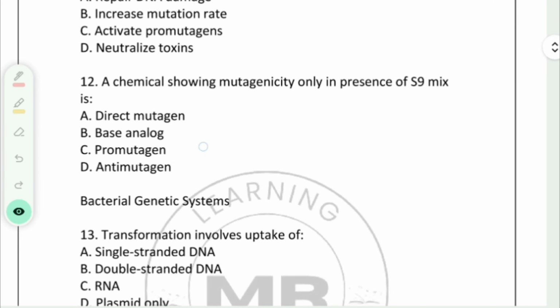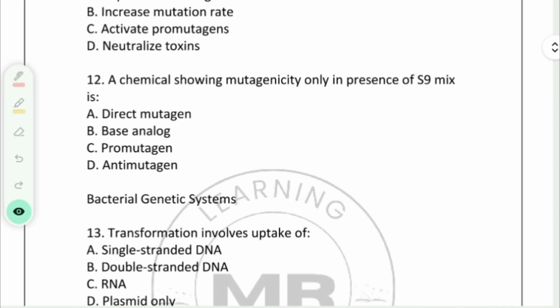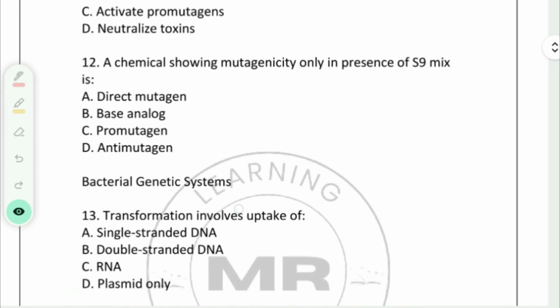Question number 12. A chemical showing mutagenicity only in presence of S9 mix is, options are A, direct mutagen, B, base analog, C, pro-mutagen, D, anti-mutagen. So the correct answer for this question is option C, pro-mutagen.